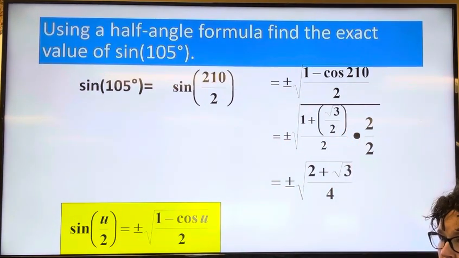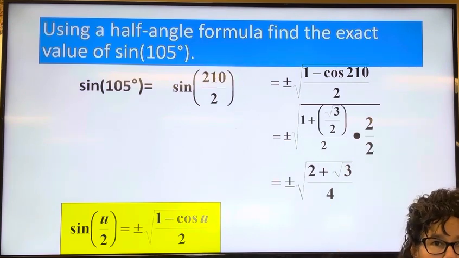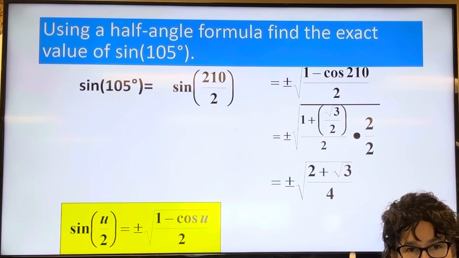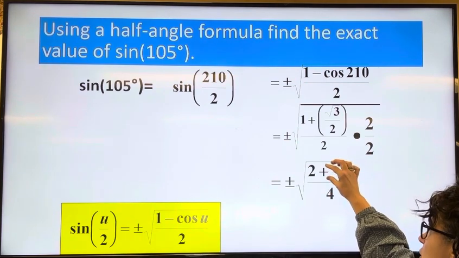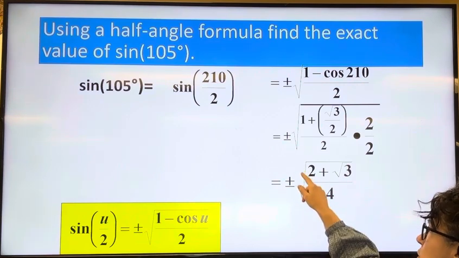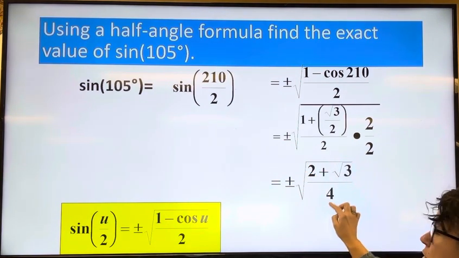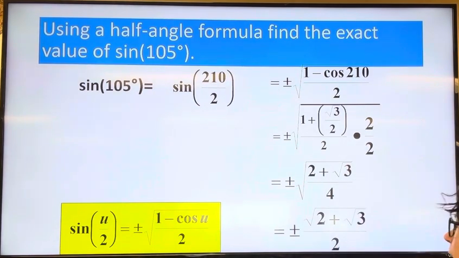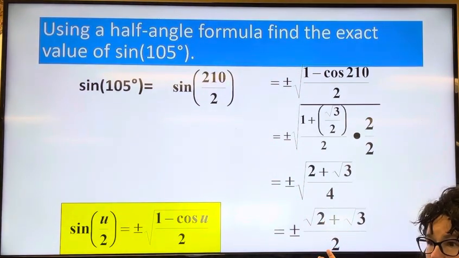Just distributing that through. Now, a rule that we have for square roots is the square root of a fraction is the same as the square root of the numerator over the square root of the denominator. So I have the square root of this over the square root of 4, and the square root of 4 is just 2.